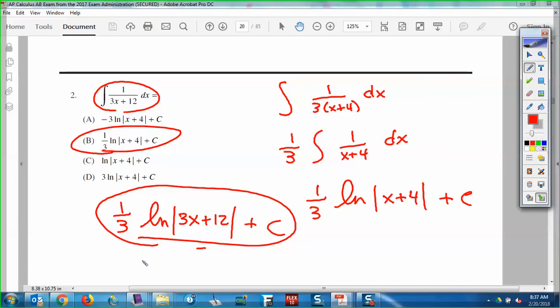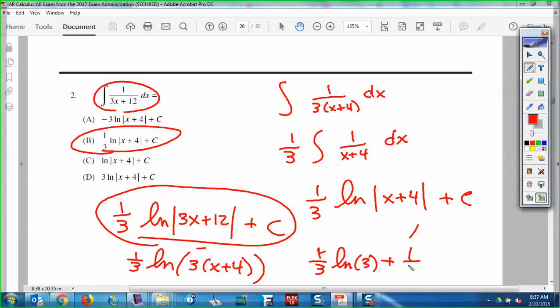But here's why. Because this is 1/3 ln, and then if you take out the 3 now and you get x plus 4, you get into that ln rule of ln of a multiplication. You can add the two ln's together. So this would be equal to 1/3 ln 3 plus 1/3 ln x plus 4 plus c. Well, what happens to this 1/3 ln 3? It just gets absorbed into the c, right? And so that's why it ends up being 1/3 ln x plus 4 plus c also.